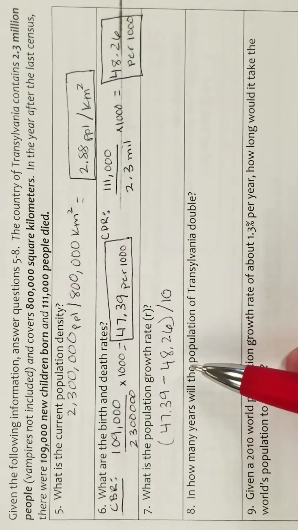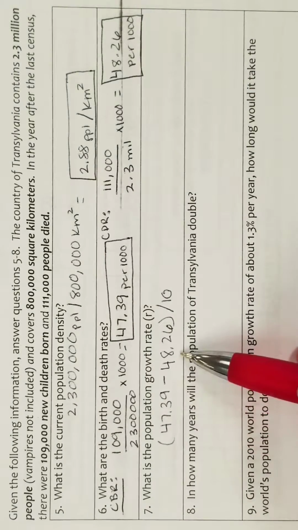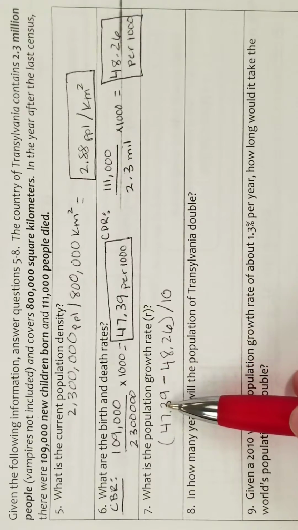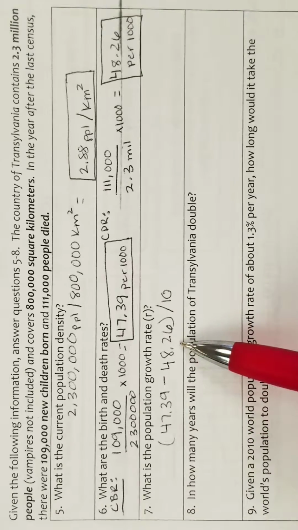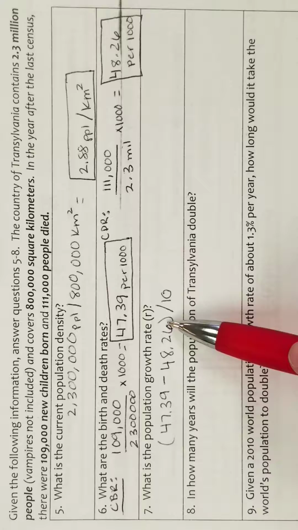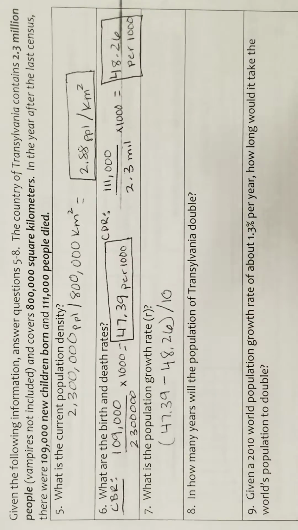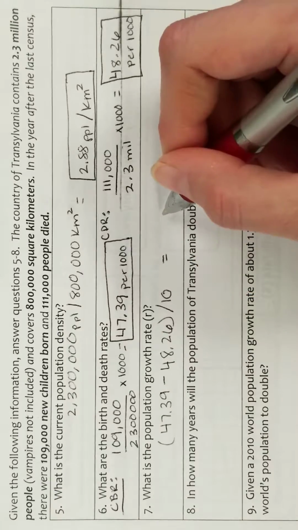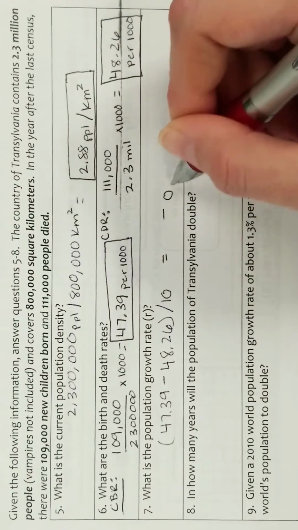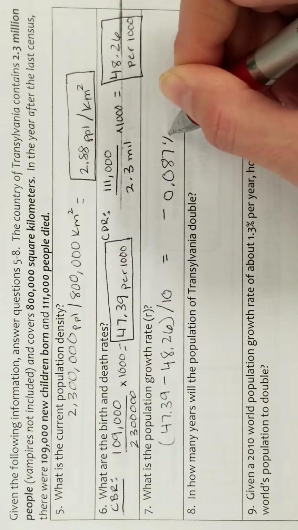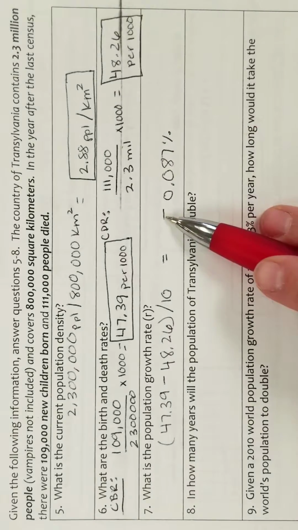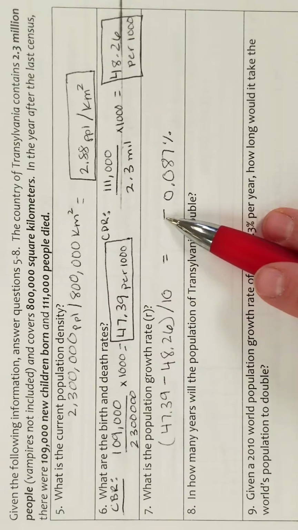Now, just looking at our figures, I see that my death rate is higher than my birth rate. If the death rate's greater than the birth rate, that means more people are dying than being born. So I should expect my growth rate to be negative, that my population is actually declining. And in fact, if we solve this out, we get 0.087%, and that would be negative because our population is in decline.